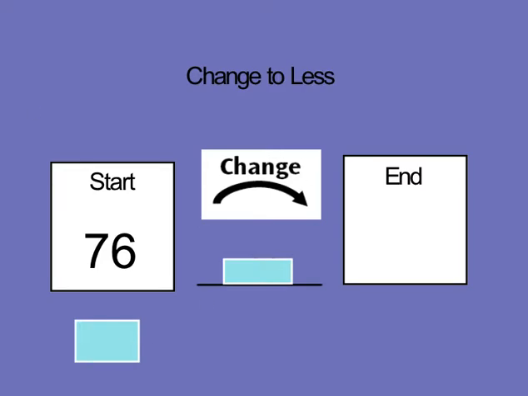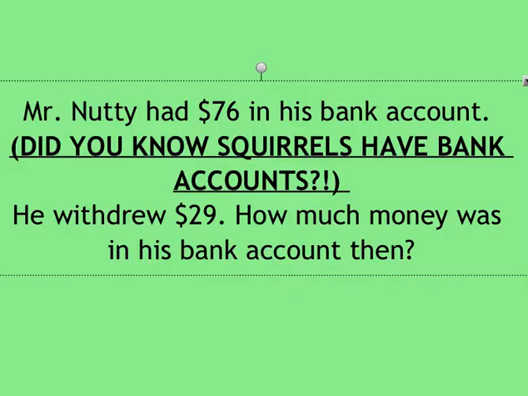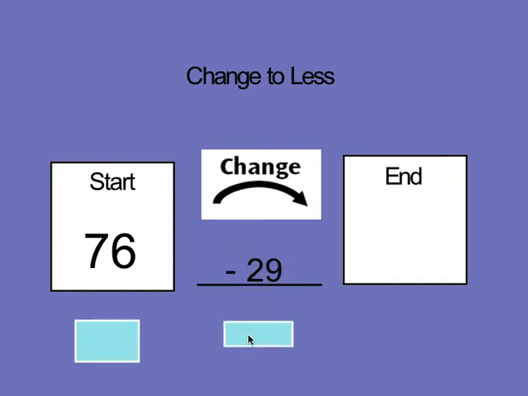We are going to change that, and this is how we know the change. Because in our story it says that he started with $76 and then he took out $29. So it's like I give you 76 and I take away 29. Well, you know that take away is a word for subtract. So we need to subtract $29 from $76. So you can do the math. 76 minus 29.